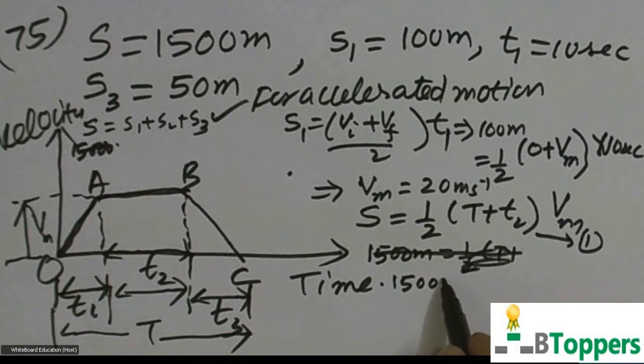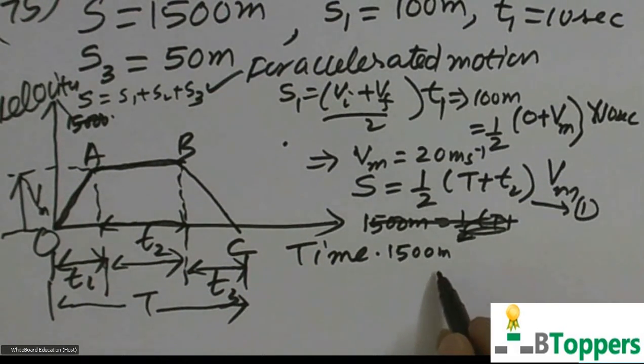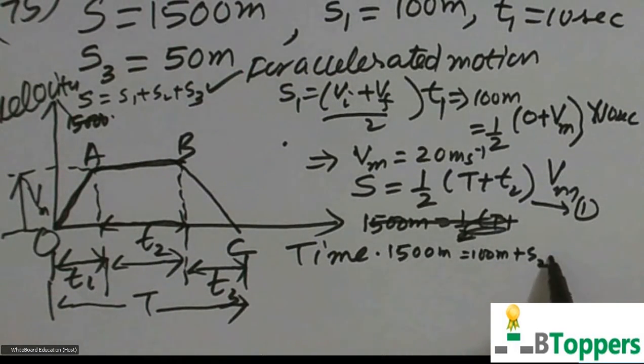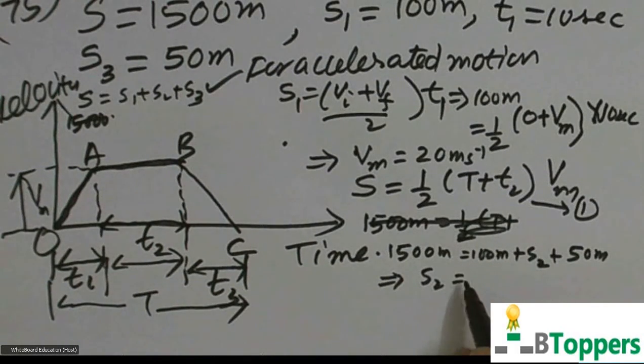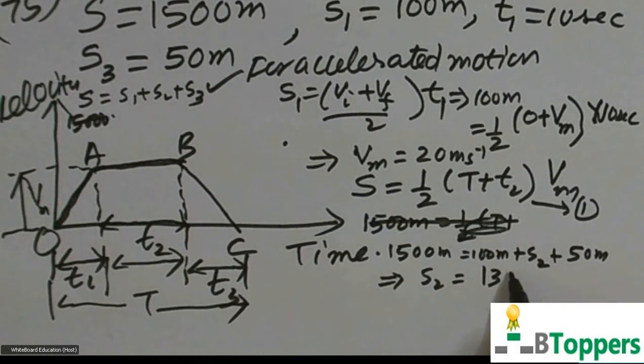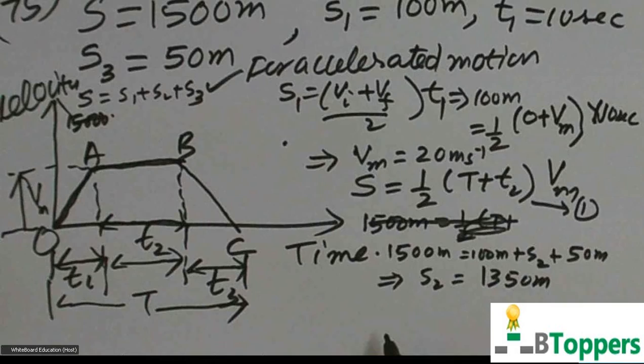S is 1500 meters, S1 equal to 100 meters plus S2, S3 is 50 meters. So you can simplify this to find S2. S2 will be 1500 minus 150, 1350 meters. S2 is the distance covered during the time interval T2 with uniform speed equal to the maximum speed Vm, which we have calculated as 20 meters per second. So S2 can be written as Vm into T2.